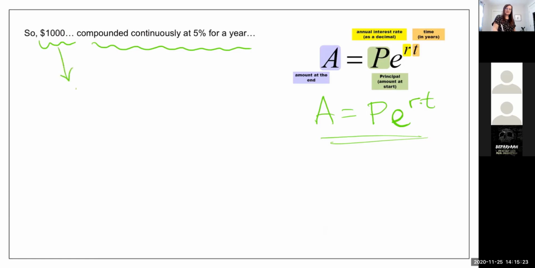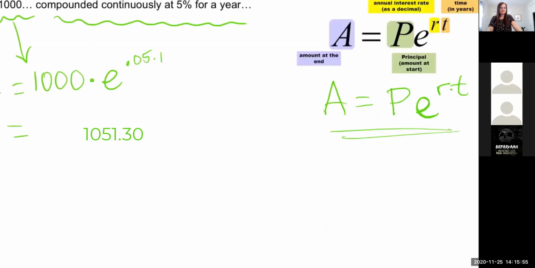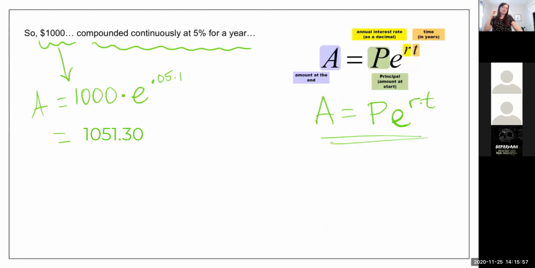Okay, so you have your 1,000 times e to the power of your rate times your time. And so you can use the e button on your calculator and you can get that amount. And you can compare it to what it was when I did it for compounded monthly, compounded daily, and so on, right? Again, I don't have a calculator. You'd have to type that in, but that is essentially what's happening there.